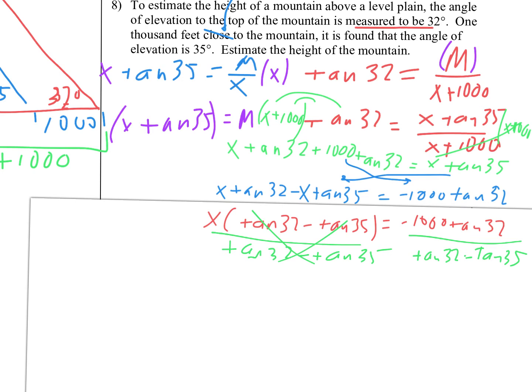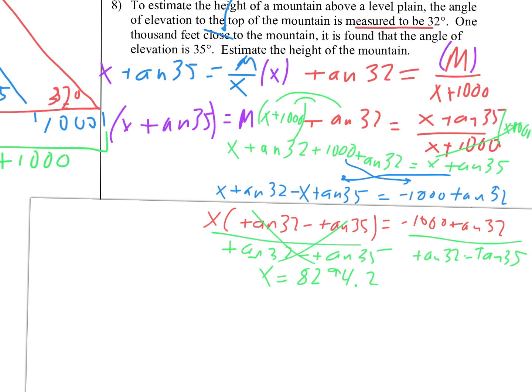So negative 1000 tan 32 divided by tan 32 minus tan 35. And that's going to give me x equals 8294.2, we'll call it. All right, so then let's remember that we were actually trying to find the height of the mountain here. So this is what we labeled as m.